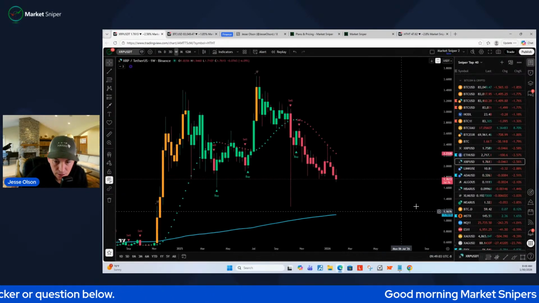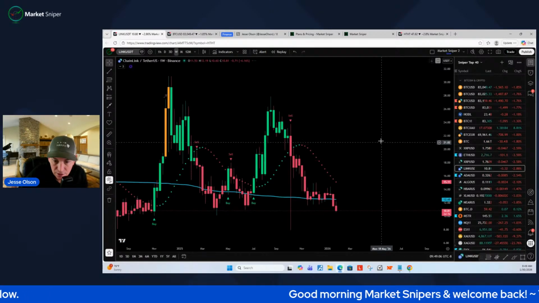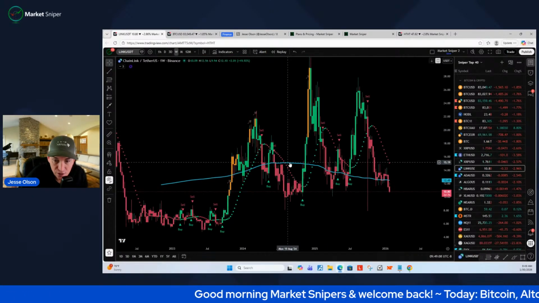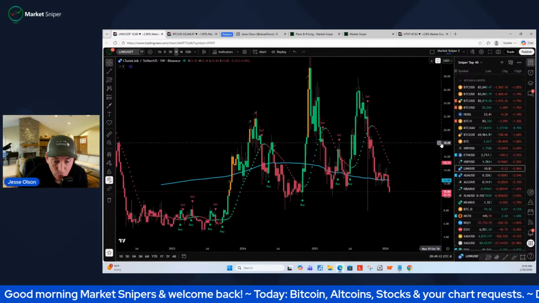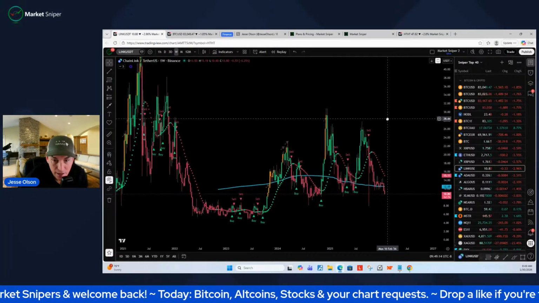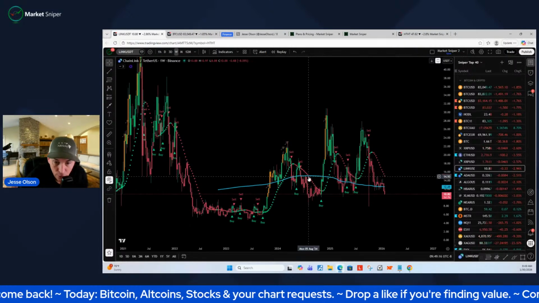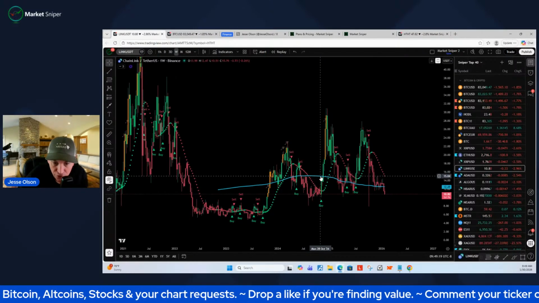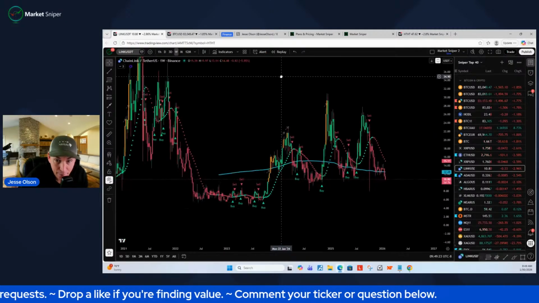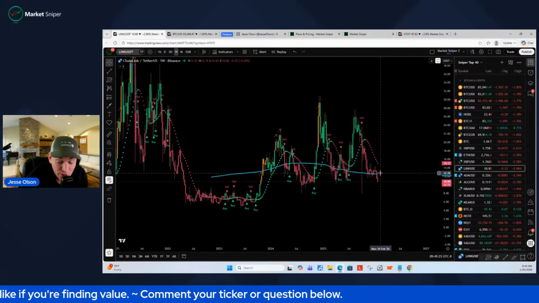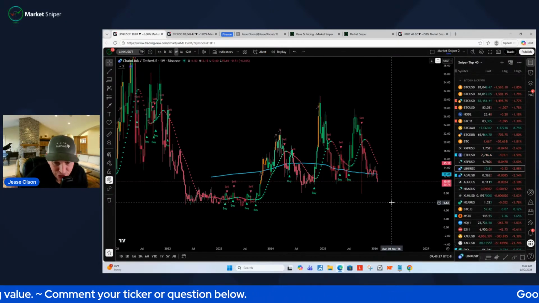XRP, Chainlink, downward sloping 200. It never went on to make a new all-time high, and we stopped hoping or thinking it would once we saw the 200 start to slope downward. It had a nice bounce, but it did not make a new all-time high. And now it's back below the 200. That's not bullish.